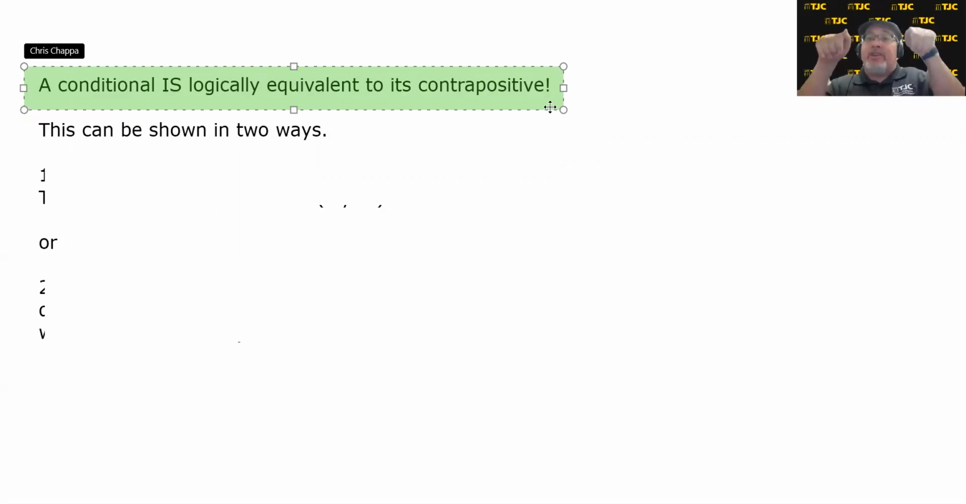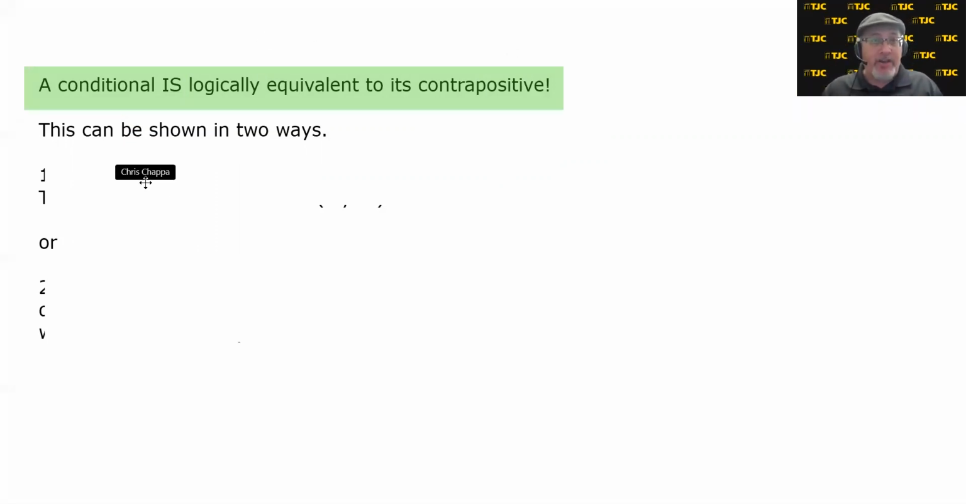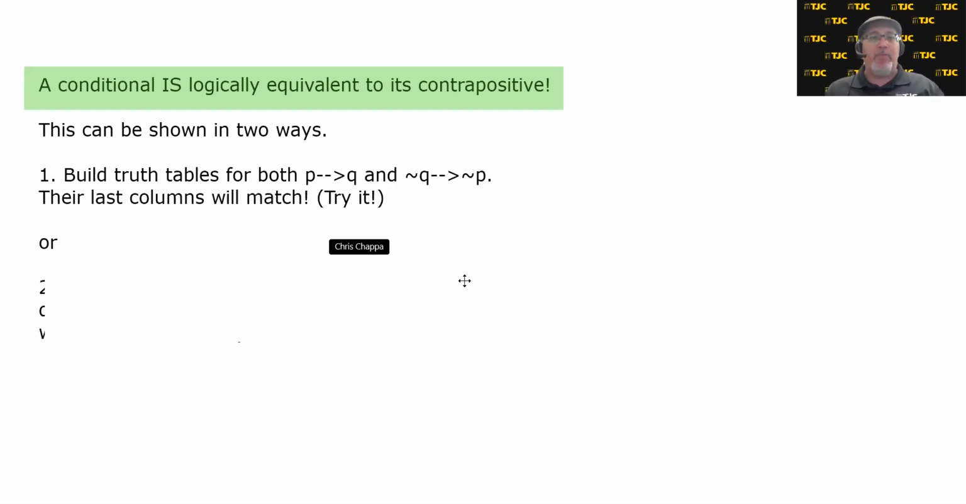But if we both negate and switch both halves, we get a logically equivalent statement. And there's two ways to show this. One is to build truth tables for P pointed to Q and negation Q pointed to negation P. Their last columns will match. I invite you to try it.